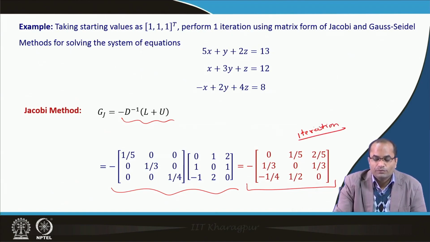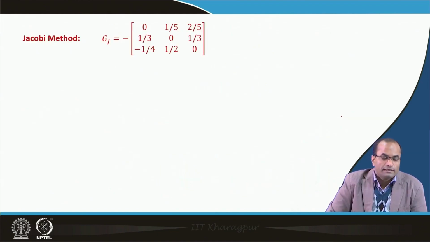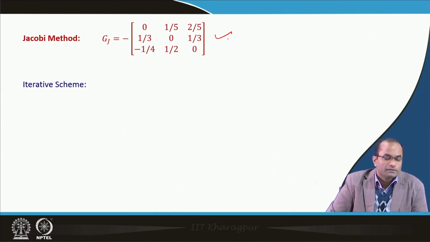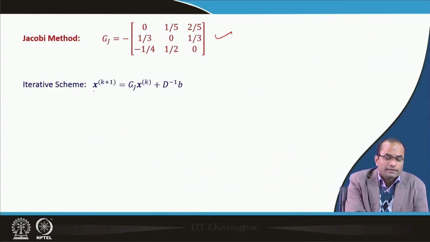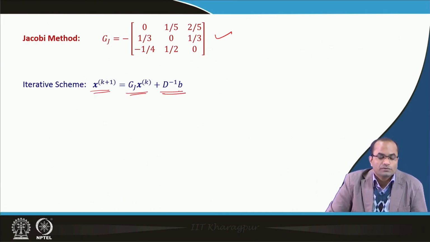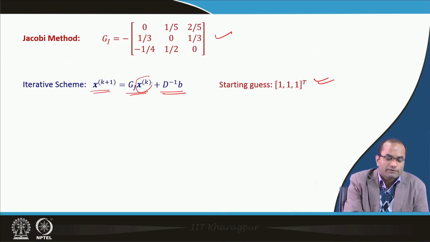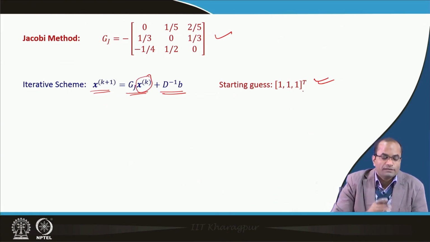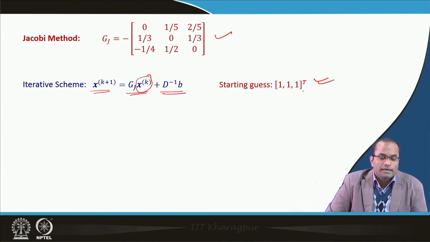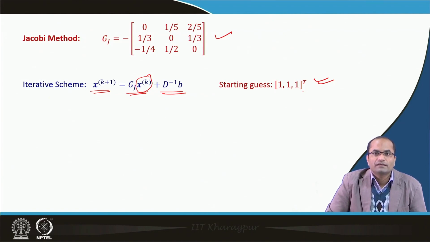So, first we need to compute the iteration matrix, and then having this iteration matrix for the Jacobi method, the iteration scheme is x k plus 1 equals G x k plus D inverse B. This is the iteration scheme written in matrix form. So, if we take the starting values, x k will be replaced by this 1 1 1. The benefit in this matrix form is that after just a matrix vector multiplication we will get the values of all components.